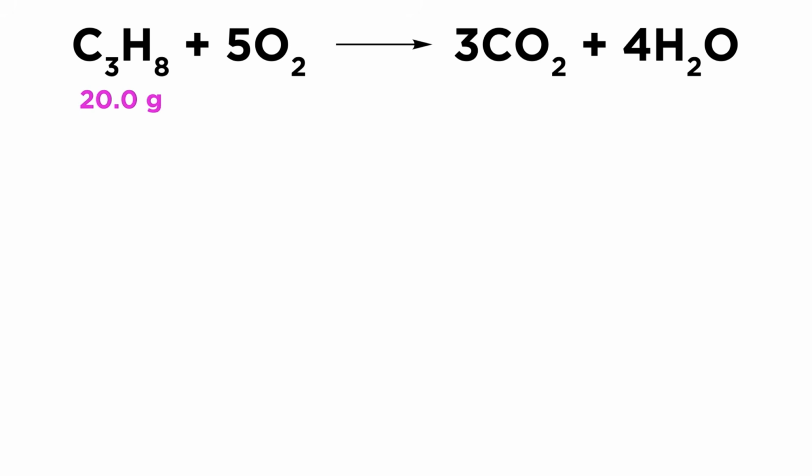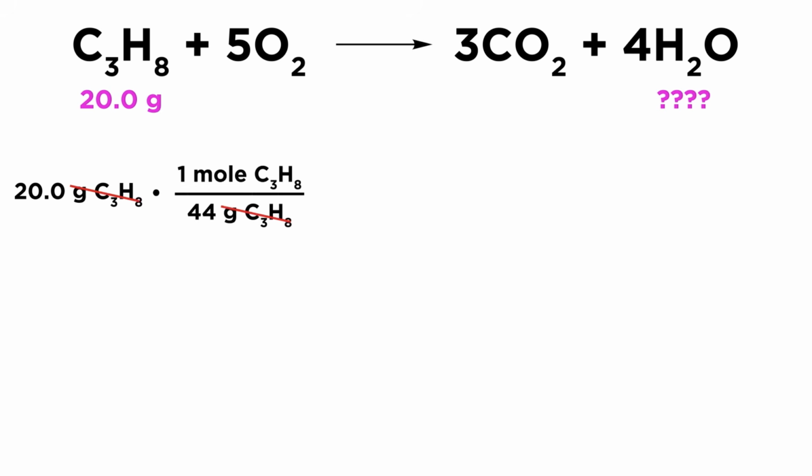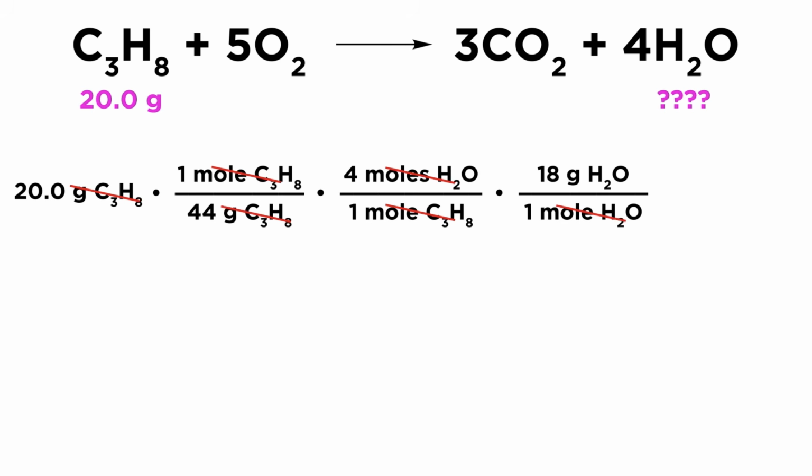Say we begin with 20 grams of propane and we want to know what mass of water to expect. As we just mentioned, we will need to do a series of 3 conversions. First, we convert the mass of propane to the moles of propane that react, using the molar mass of propane. Then we use the stoichiometric ratio of 4 water molecules produced for every molecule of propane that reacts to get the number of moles of water that are produced. Then finally, we use the molar mass of water to convert moles into grams, and we have our answer.